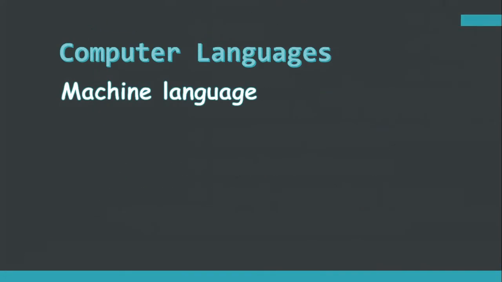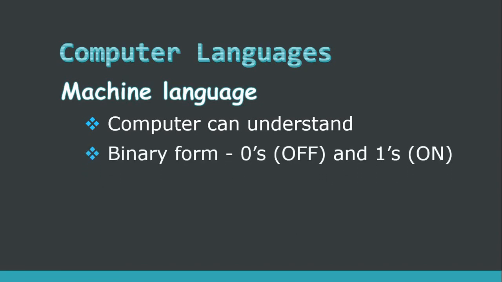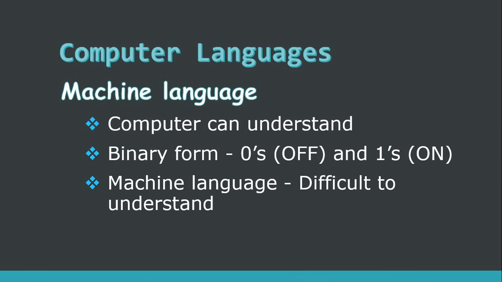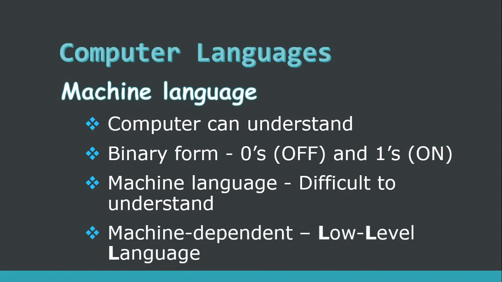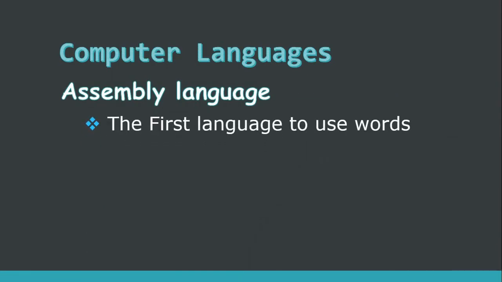The machine language is the language that can be understood by the computers. In the machine language, instructions are written in binary form, that is zeros and ones. 0 indicates off state and 1 indicates on state. The machine language is very difficult to understand and it is machine dependent, so it is regarded as a low level language.